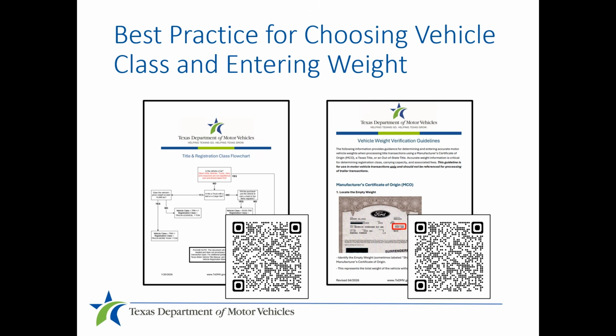The title and registration class flowchart can help you determine the correct vehicle and registration classifications. The Vehicle Weight and Verification Guidelines resource can also help you determine the correct weight information to enter. Using these resources during processing can significantly reduce returns related to classifications and registration errors. Now let's move into another major return category, mismatched information in forms.